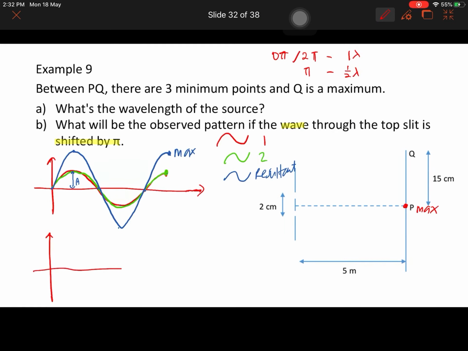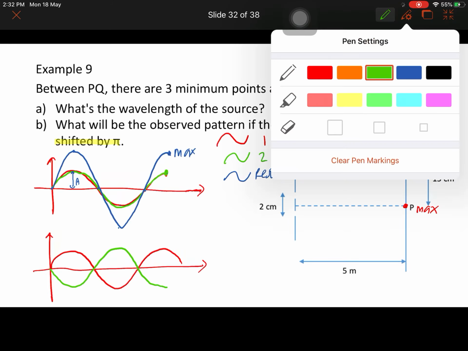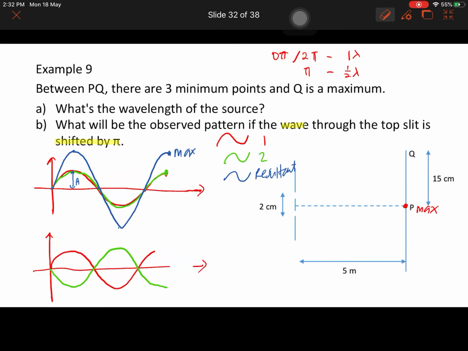Now, say one of the waves remains the same, right? But the second wave has been shifted by half a wavelength, by pi, which means half a wavelength. So basically it's going to look like this. Apologies, let me draw it in the same position, to the maximum point here. So what will we actually be seeing? 0 plus 0, 0. A plus minus A, 0. 0 plus 0, 0. A plus minus A, 0. 0 plus 0. A plus minus A, 0.